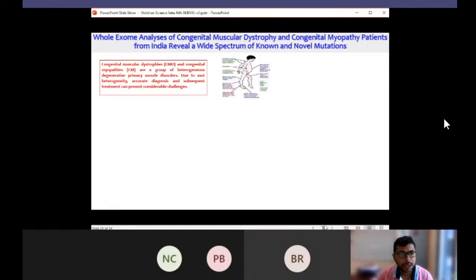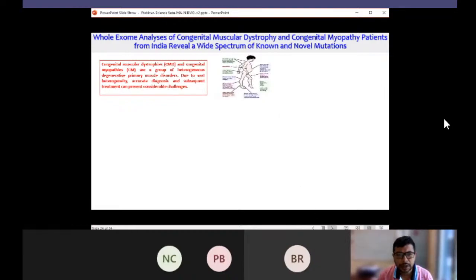This reveals a wide spectrum of known and novel mutations. So these muscular dystrophies are a group of heterogeneous disorders. As I said, I'm interested in the genetic heterogeneity in the spectrum of rare diseases as such. These muscular dystrophies and myopathies are also a group of heterogeneous degenerative primary muscle disorders. This is the picture depicting how this person looks.